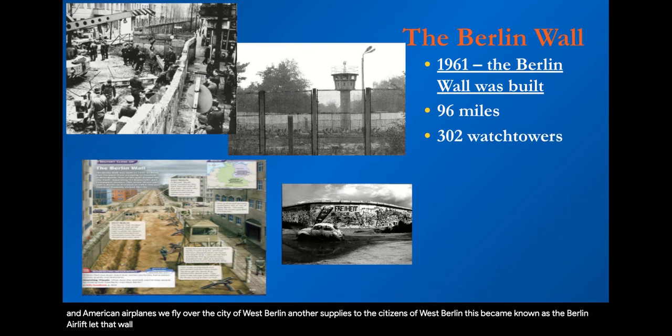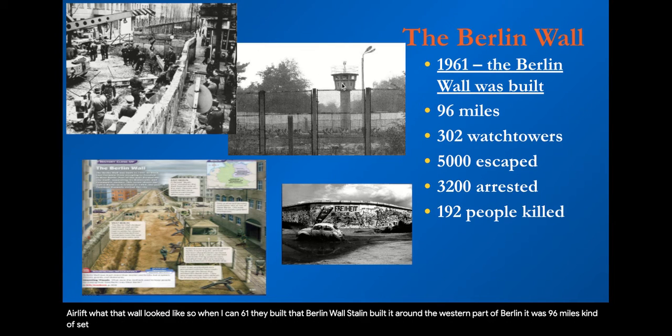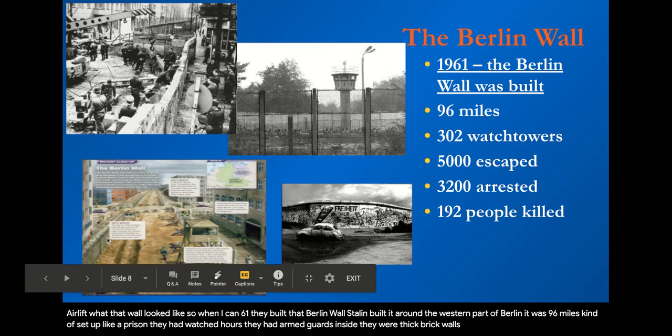And this is what that wall looked like. So in 1961, they built that Berlin Wall. Stalin built it around the western part of Berlin. It was 96 miles, kind of set up like a prison. They had watchtowers, they had armed guards inside. They were thick brick walls. They had barbed wire on top.